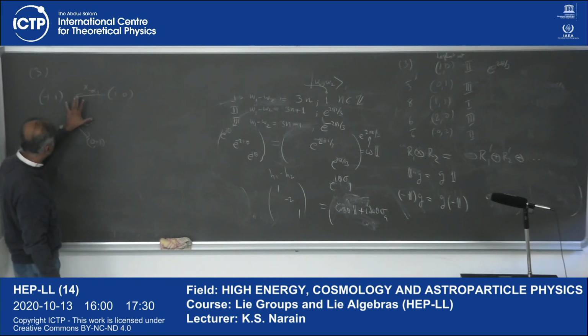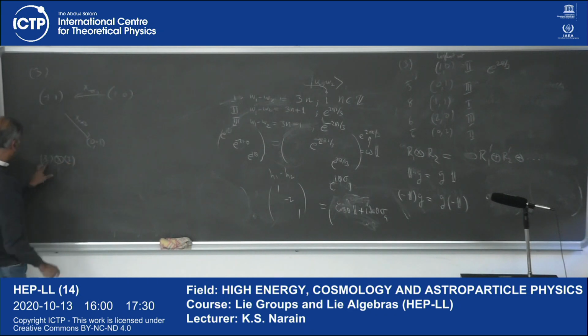Now I take the product of this with itself. So I'm taking 3 times 3, 3 plus 3. This notation is just according to the dimension of the representation. And if there's a star, then it's a 3 bar representation, right? But I'm taking both of them.